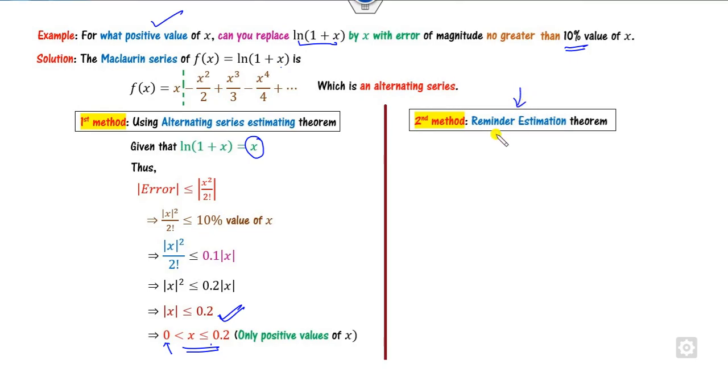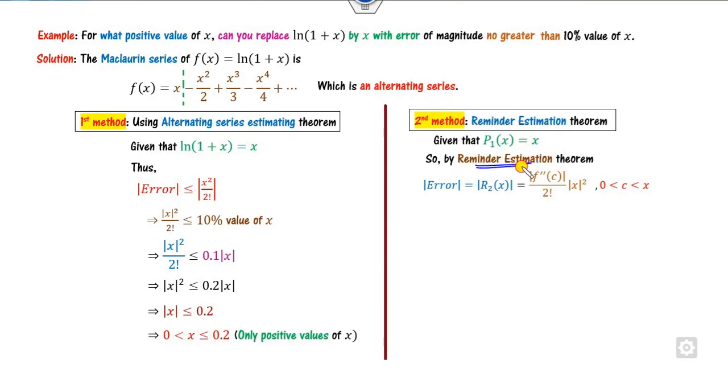What is the second method? Look at the remainder theorem. The approximate polynomial is x. You can see that x, x square, x cube are all a continuous series. So by the remainder estimation theorem, the error is R1, because this is P1. So f(x) is P1(x) plus R1(x). What is R1? It is the second derivative over 2. Our target is to find the value of this.